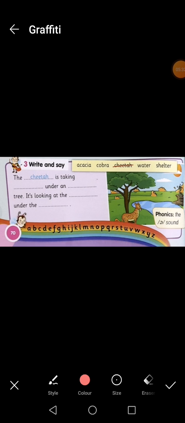Now exercise number 3, we are going to choose from the yellow table and complete this passage. Okay, the cheetah is taking a shelter. Write down shelter in here. Under an acacia tree. It's looking at what? The water under the cobra.